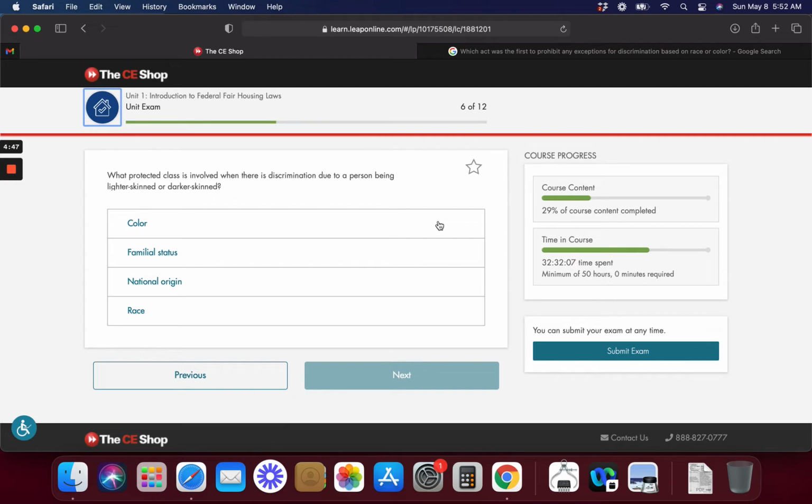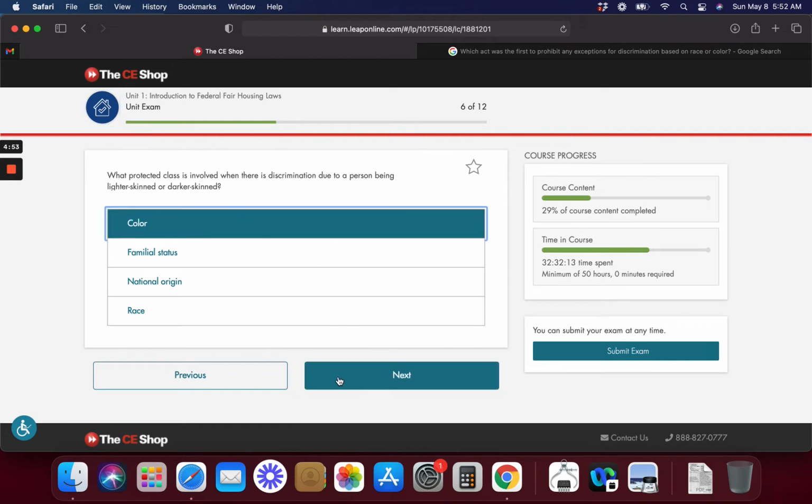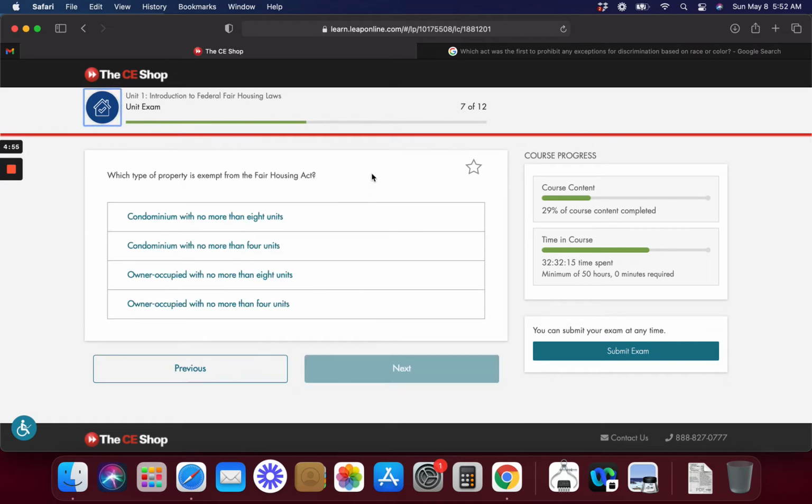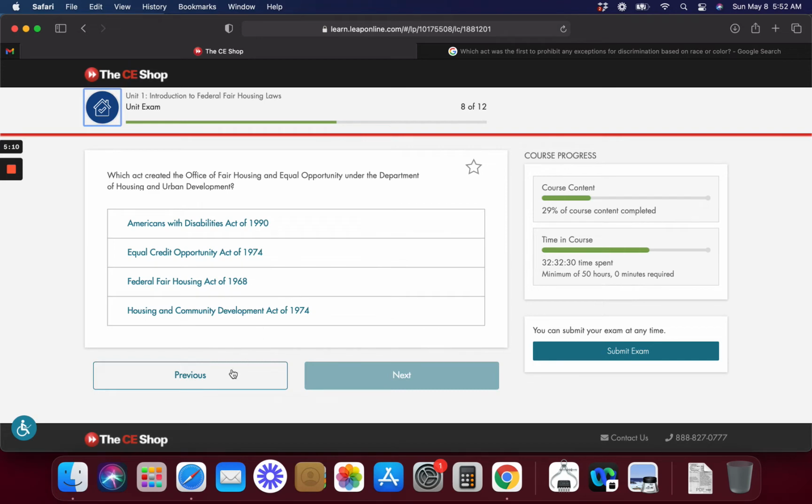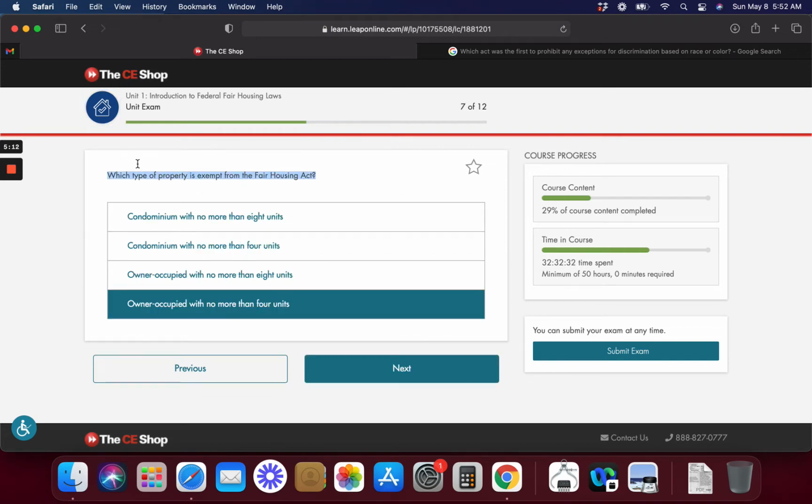All right. When a protected class is discrimination between light or darker skin, I guess that would be color, right? Which type of property is exempt from Fair Housing Act? I think it would be with no more than 4 units. I'm guessing this one. I don't know. We can probably go back and Google this and see what it says.